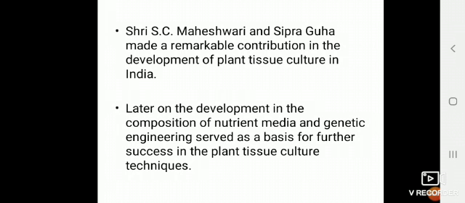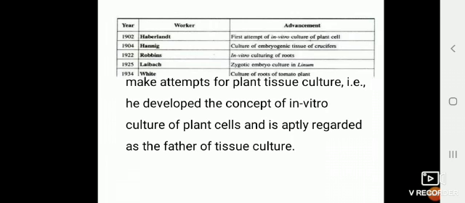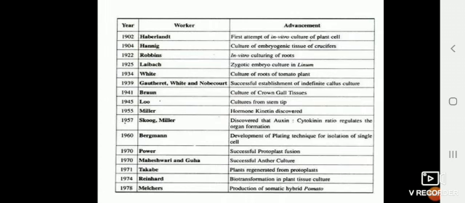Later on, developments in the composition of nutrient media and genetic engineering served as a basis for further success in plant tissue culture techniques. Haberlandt was the first person who made attempts in plant tissue culture. He developed the concepts of in vitro culture of plants and is acceptably regarded as the father of tissue culture. So these are some achievements which are displayed in the tabular column.